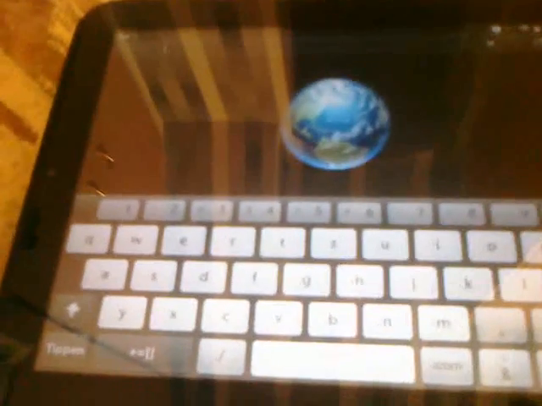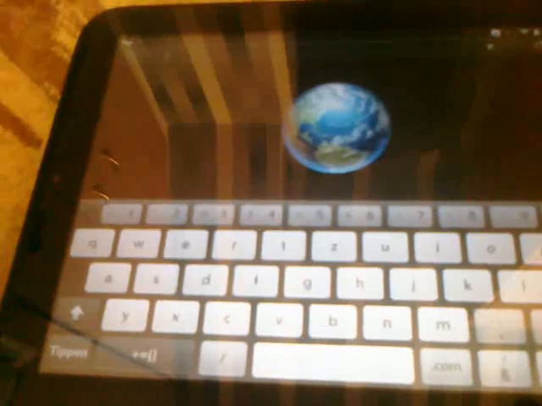And this was the first real startup of the HP TouchPad.